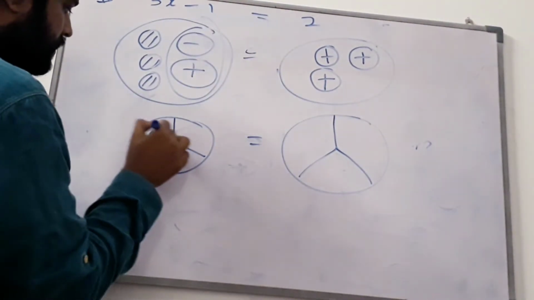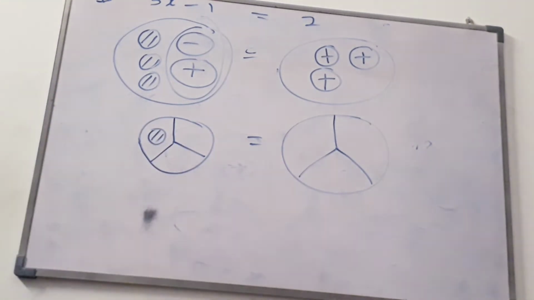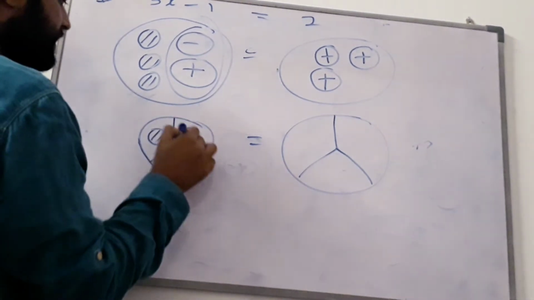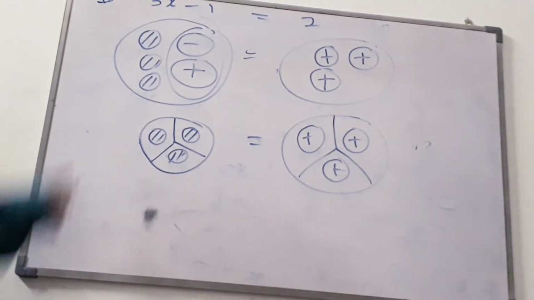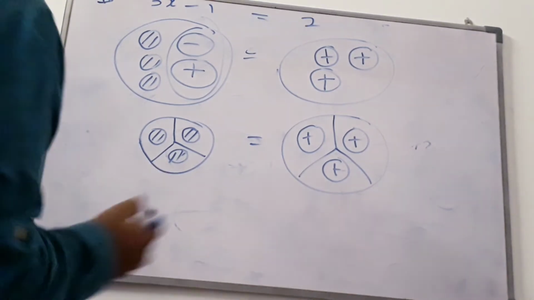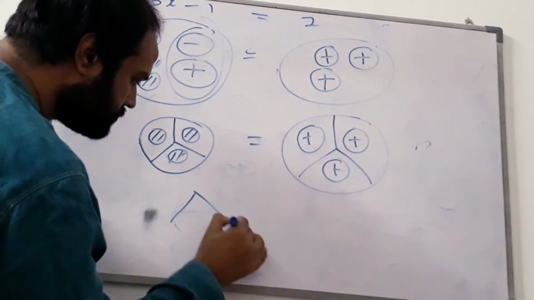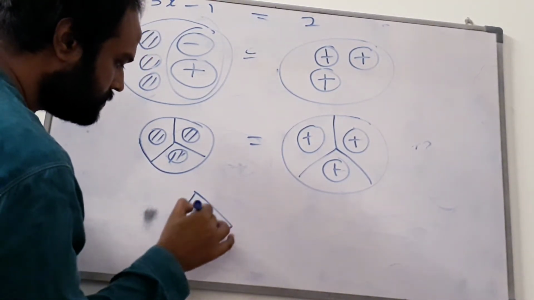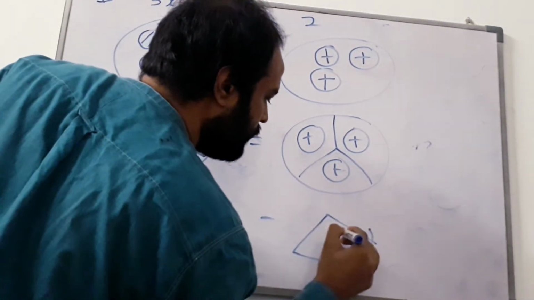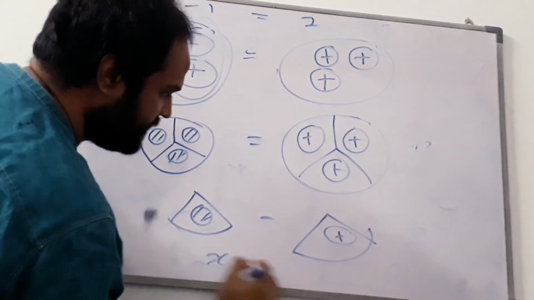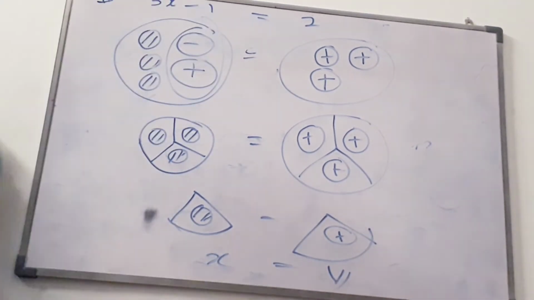Where one sector represents 1x on the left hand side and on the right hand side one sector represents plus 1. So 3 x's means 3 ones, so 1x means 1. So x means plus 1.